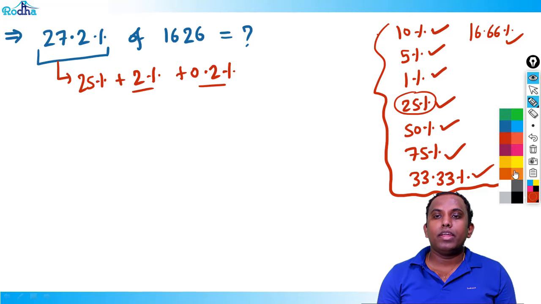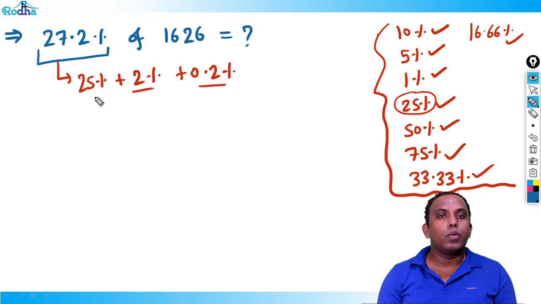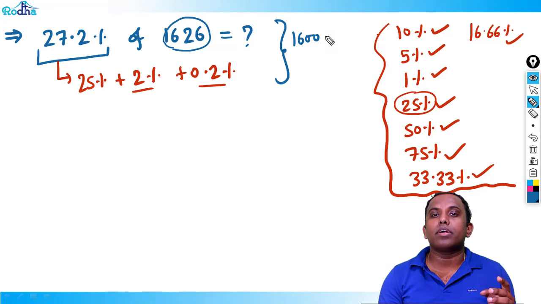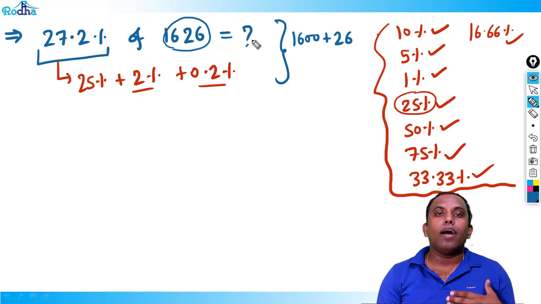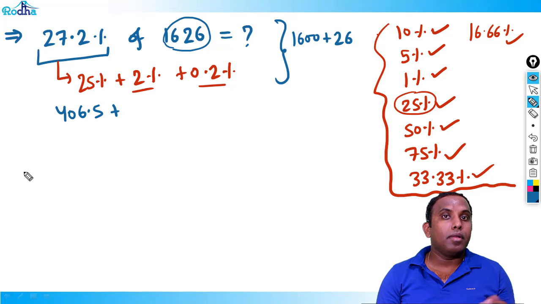Now, 25% is 1/4. What is 1/4 of 1626? Do it mentally. Break the number, 1600 and 26. This is very important, you have to break the numbers. 1/4 of 1600 is 400. 1/4 of 26: half and again half, 26 half is 13, 13 half is 6.5. 400 plus 6.5, 406.5. Okay, plus 2%.